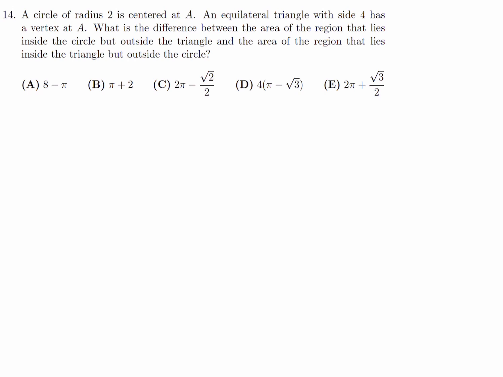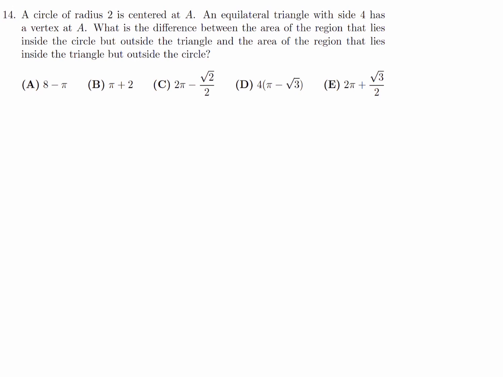A circle of radius 2 is centered at A. An equilateral triangle with side 4 has a vertex at A. What is the difference between the area of the region that lies inside the circle but outside the triangle and the area of the region that lies inside the triangle but outside the circle?